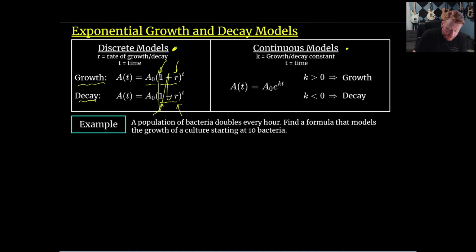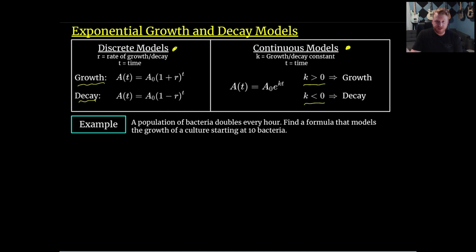This often can be viewed as just that 1 plus r, 1 minus r is the base of this exponential function times some initial value. And then over here, what we haven't quite seen yet is this continuous model. Here, k, which is up in the exponent here, that is going to be our growth or decay constant. And in this case, if k is positive, we'll have growth. If k is negative, we'll have decay.